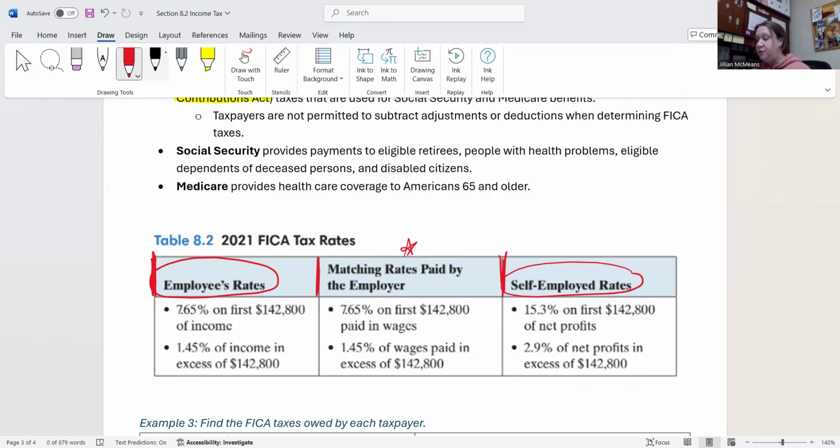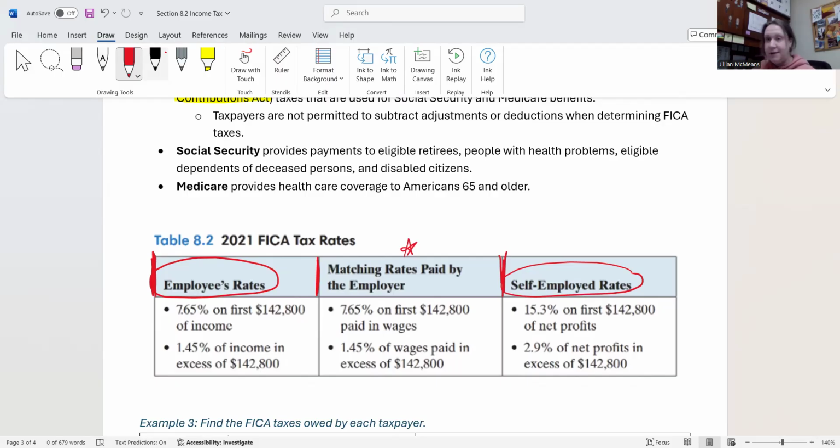Okay, and then if you are self-employed, it's a little bit different. If you're self-employed, you pay 15.3% on the first $142,800, and then you pay 2.9% on anything in excess of $142,800. Okay, so if you are employed by someone else, you pay a portion of the FICA taxes, your employer pays the rest. If you are self-employed, you pay all of it.